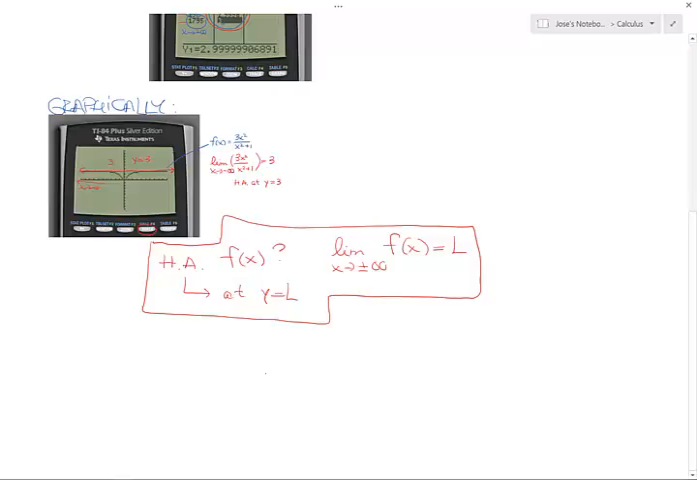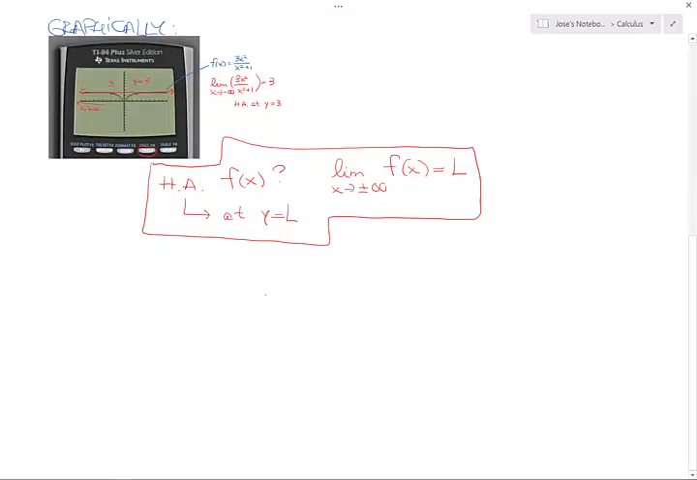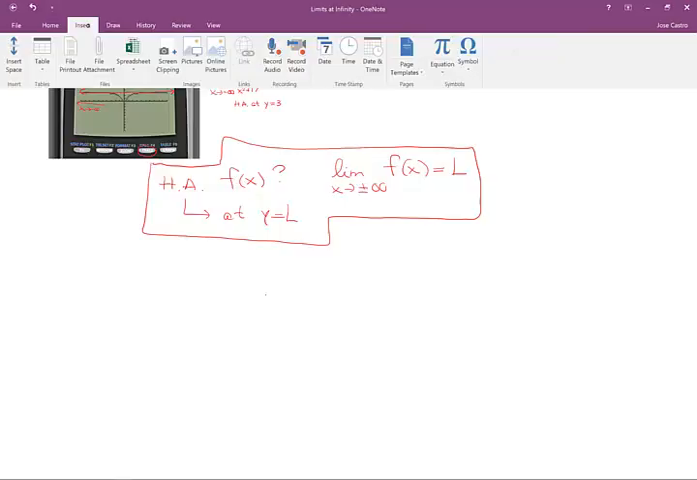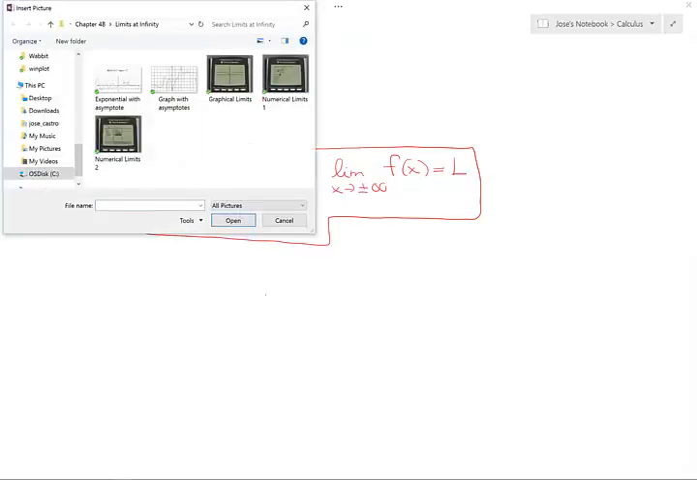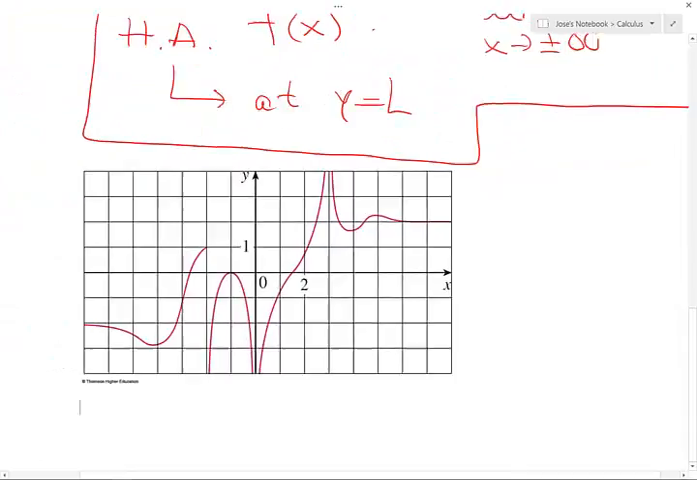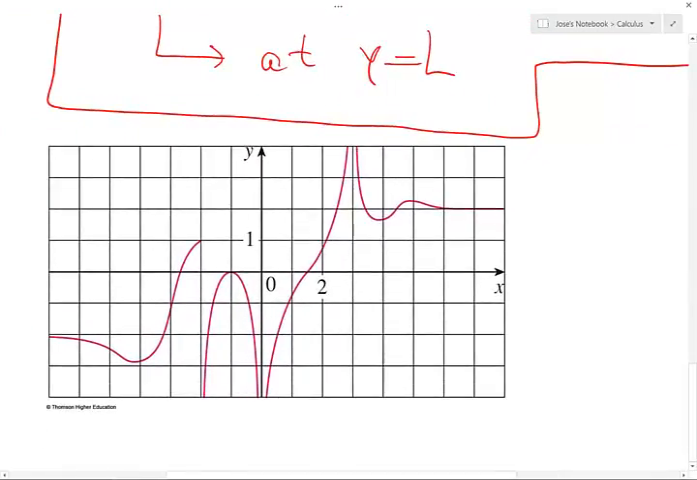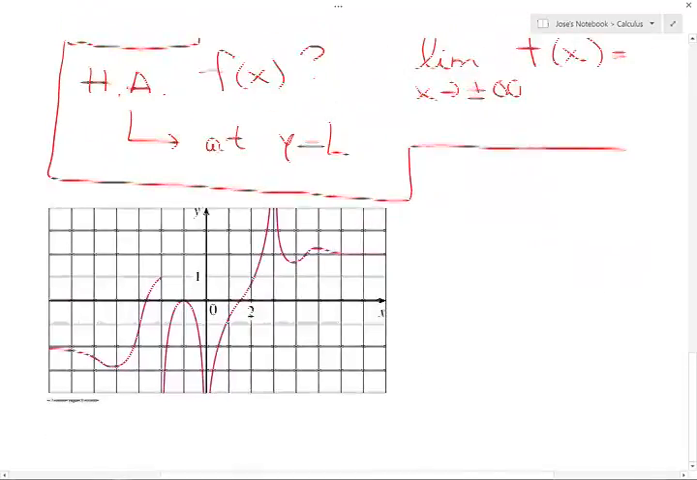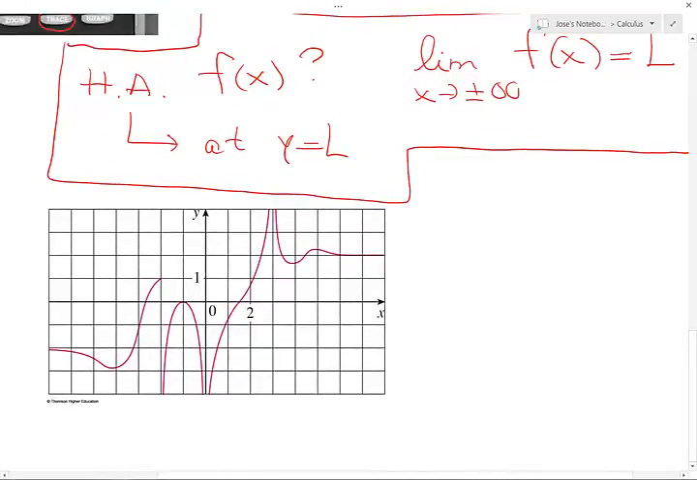To see if we understood this well, it's pretty important, and to differentiate horizontal and vertical asymptotes, I'm going to show you one last picture in here. So I'm going to insert this picture. It's from our book. We stole it from the book. We have a pretty crazy graph in here, and I want to showcase the difference between horizontal and vertical asymptotes.